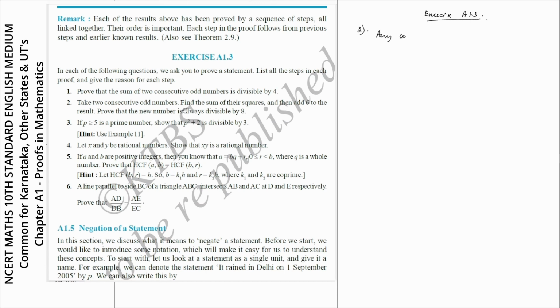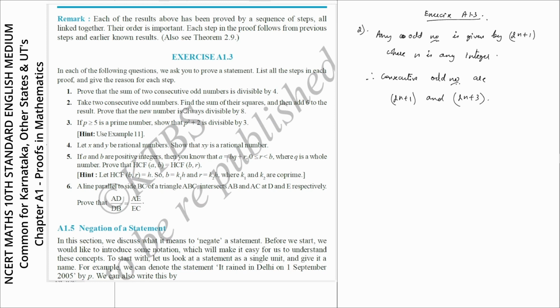Now any odd number is given by 2n plus 1, where n is any integer. Therefore consecutive odd numbers are 2n plus 1 and 2n plus 3. So what is the problem?